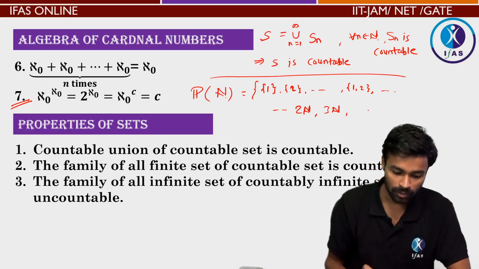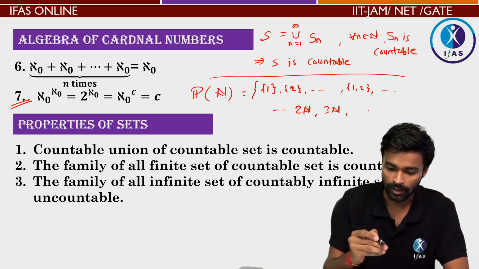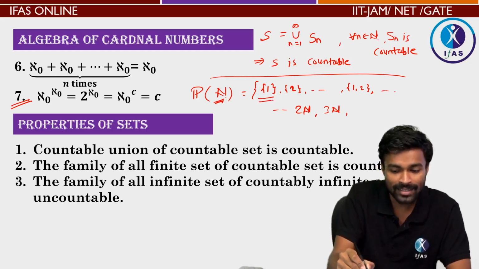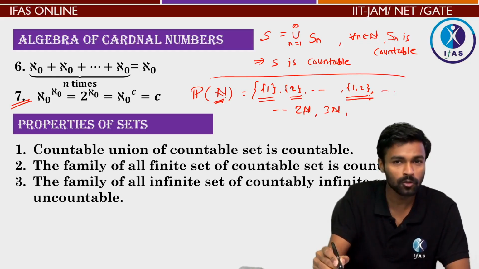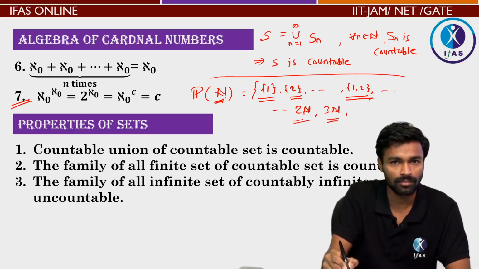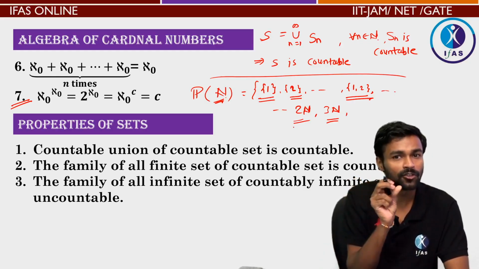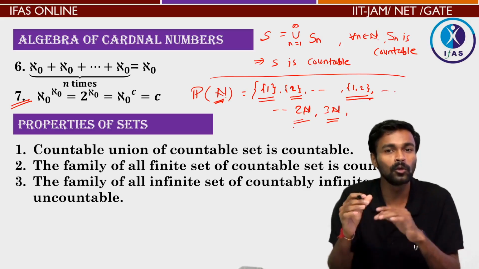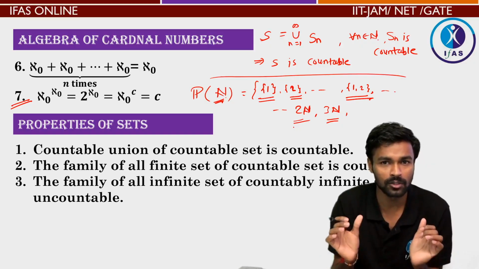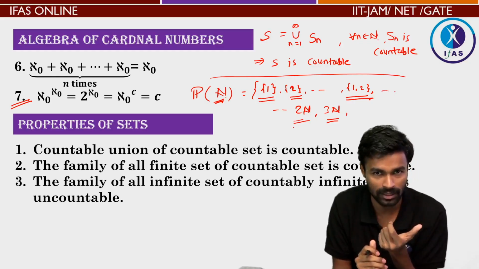So the second property is the family of all finite subsets of a countable set. This is my countable set, and the family of all finite sets. These are finite sets, but this is not a finite set. So the finite subsets of a countable set, if we take all of them and make a set of them, the set that comes out will be countable.